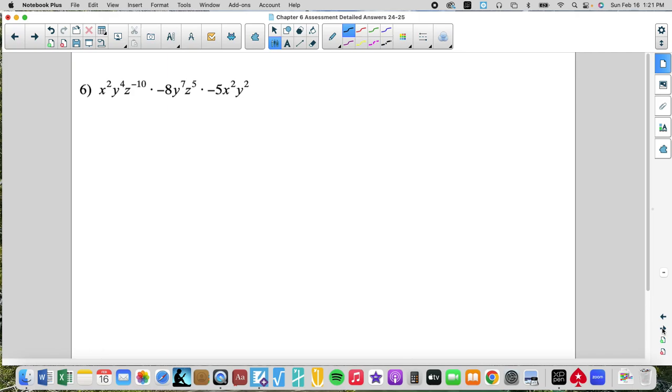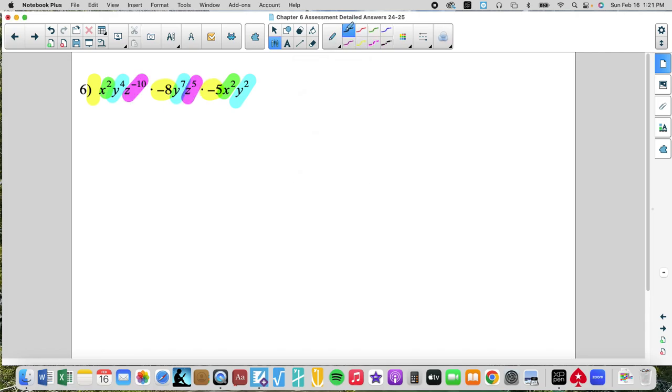Number 6 has 3 terms that we're multiplying. Nothing different, so coefficient is 1, coefficient is -8, coefficient is 5. Variable x squared, there is no variable x squared in the second one. You have x squared here. You have y to the 4th, y to the 7th, y to the 2nd, and then you have z to the -10, z to the 5th.